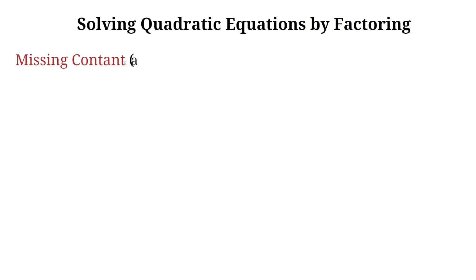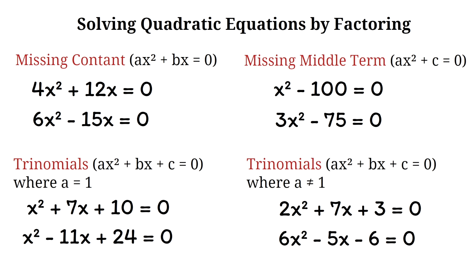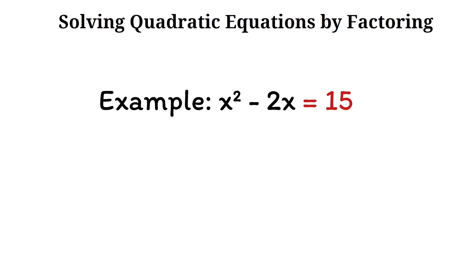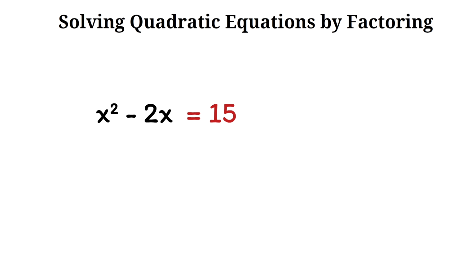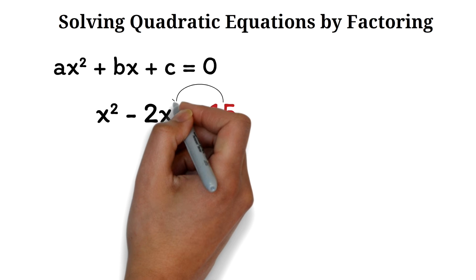So far, every quadratic equation we've solved has already been set equal to 0. But what happens when it's not? Let's try this example. Solve x squared minus 2x equals 15. Now, here's the trap. Some students try to factor right away, but we can't do that yet. Before factoring, the equation must equal 0. So the first step is to move all the terms to one side of the equation, leaving 0 on the other side. Here, we have to move the 15.